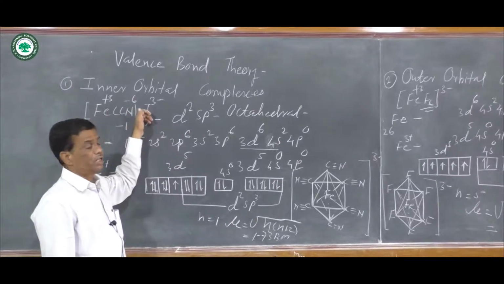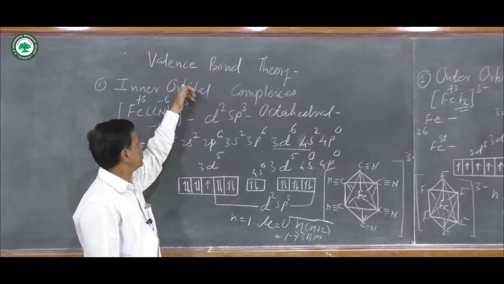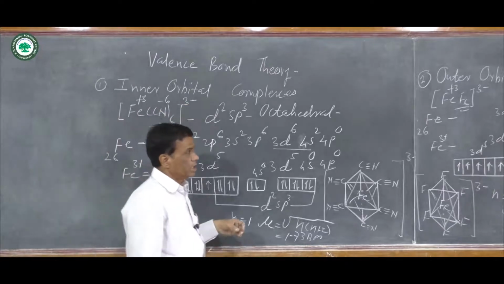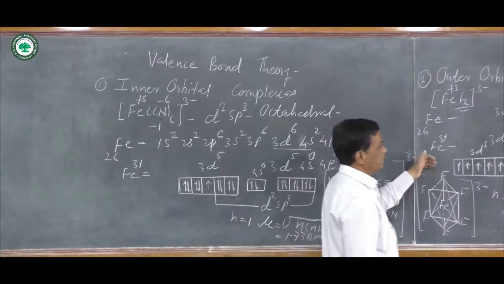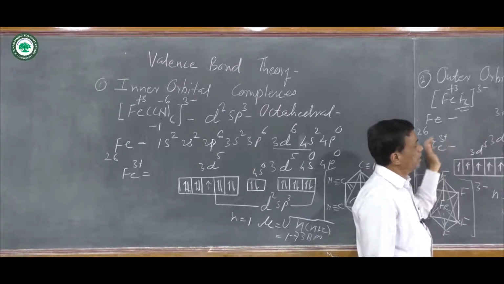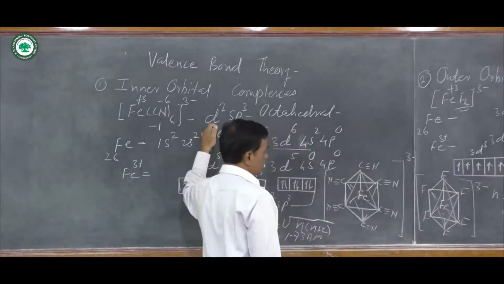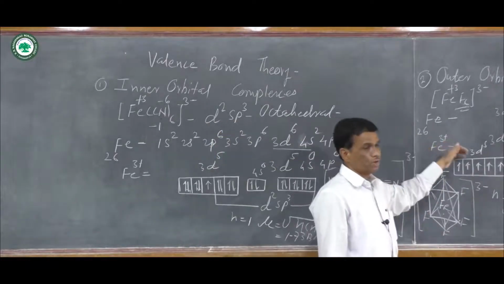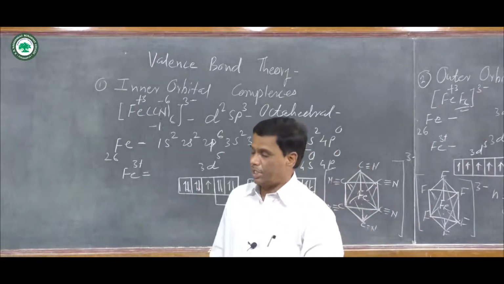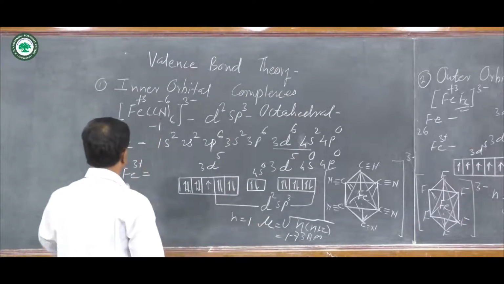Next one is Cr(CN)6 3 minus. The next example for an inner orbital complex is Cr(CN)6 3 minus. Here the outer orbital complex is Ni(H2O)6 2 plus. That is the second example, and this is the example for the inner orbital complex, and this is the example for the outer orbital complex. Okay, that is the inner and outer orbital complexes according to the valence bond theory.